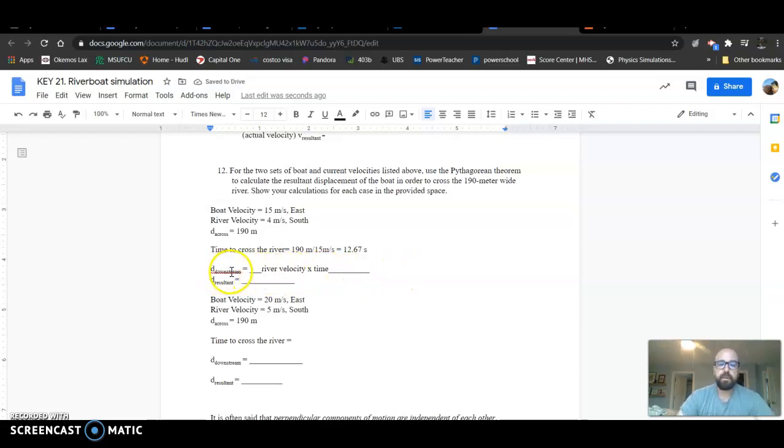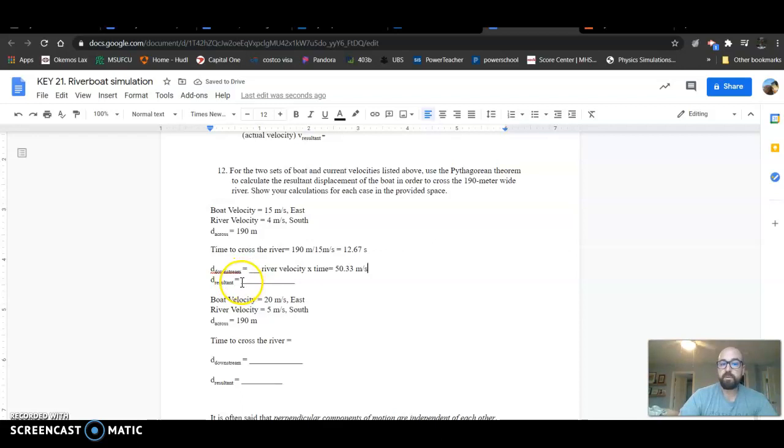And then the displacement downstream is river velocity times the time. So we had figured that out earlier in this simulation. So river velocity is 4 meters per second times 12 and 2/3. So that's going to be 48 and 8/3, so 50.33 meters. I think I did that right.